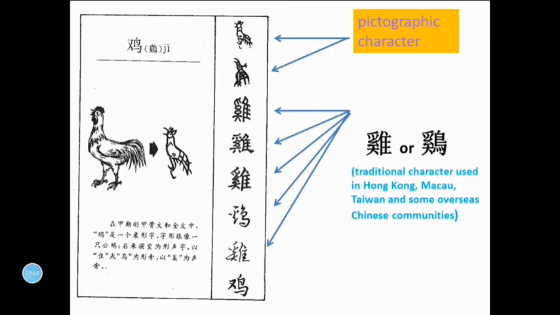On the other hand, mainland China has introduced a set of simplified Chinese characters since 1950. So this simpler character 鸡 is what the majority of Chinese people have been using today. Now, we have 2 questions. What is the new type of compound character called? And why are there 2 different characters for chicken?